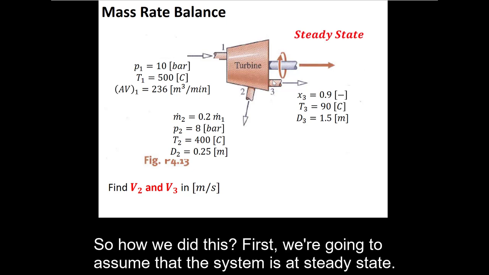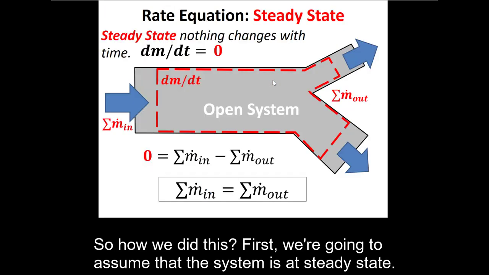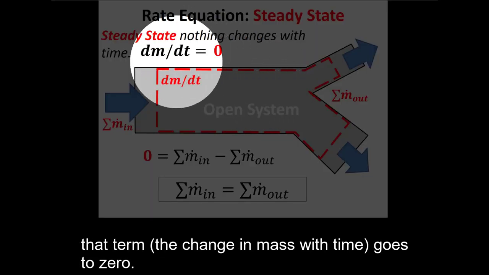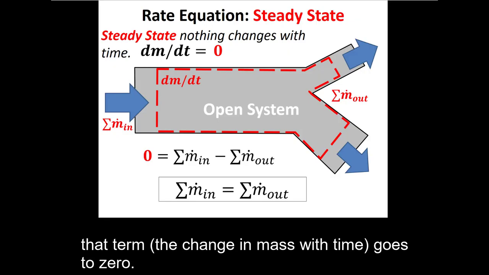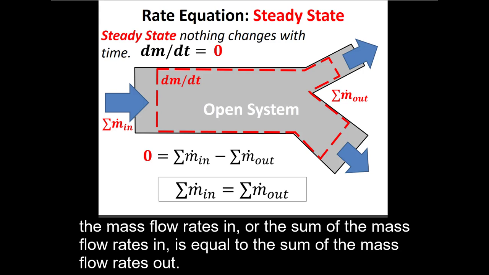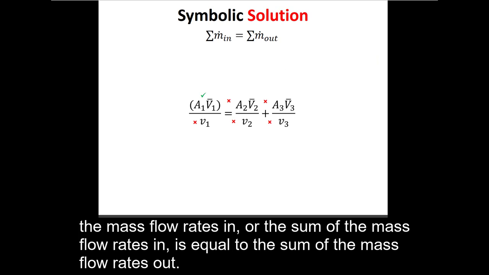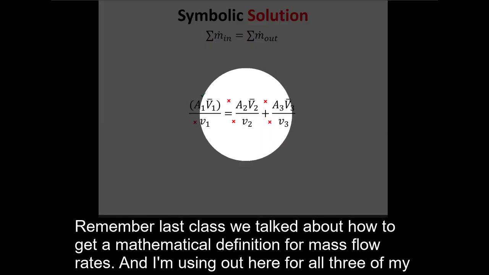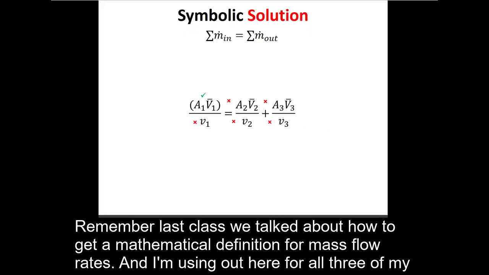So how do we do this? First, we're going to assume that the system is at steady state. We know if we're using a rate equation, if we're at steady state, that term, the change in mass with time, goes to 0. So in this case, at steady state, the sum of the mass flow rates in is equal to the sum of the mass flow rates out. Remember, last class we talked about how to get a mathematical definition for mass flow rates, and I'm using that here for all 3 of my terms.